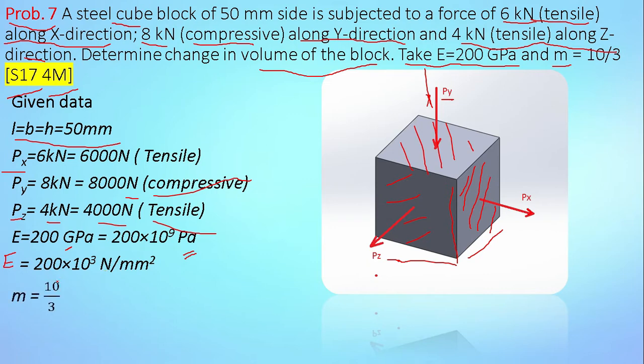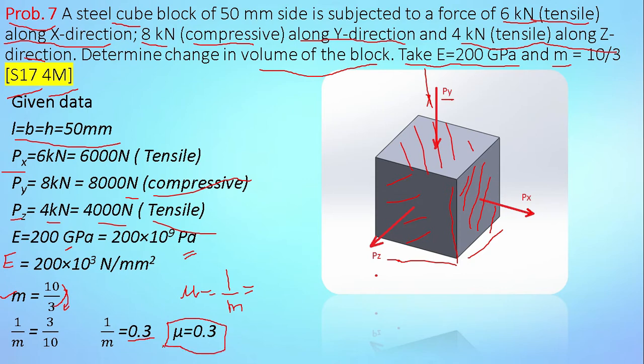Now m is equal to 10 by 3. We know that mu or 1 by m is the notation for Poisson's ratio, but here 1 upon m is not given, so we can take the reciprocal of this quantity. So 1 by m is equal to 0.3, which is also known as Poisson's ratio.